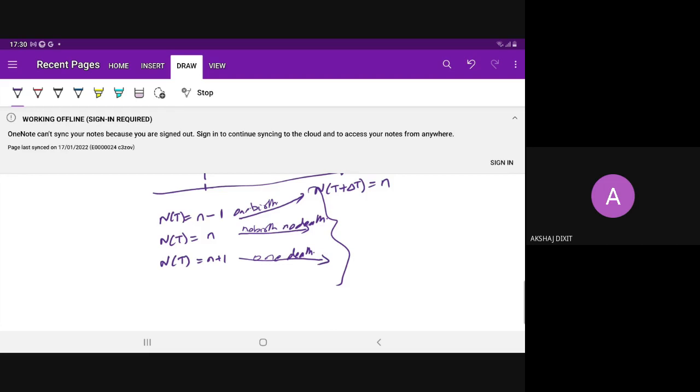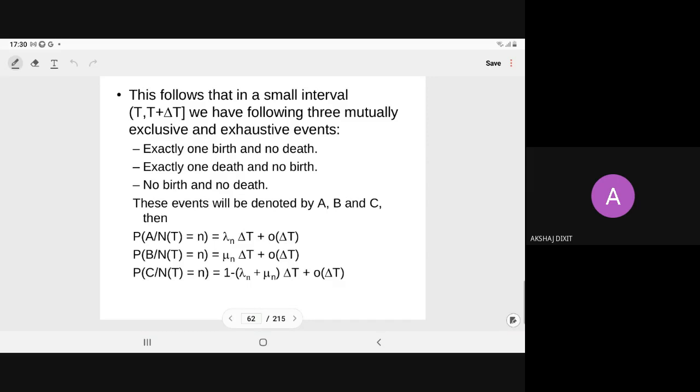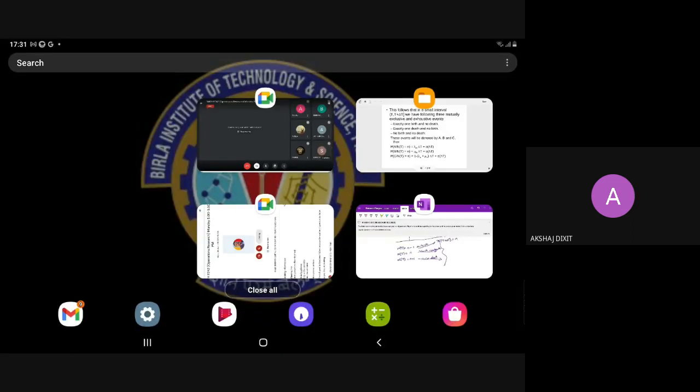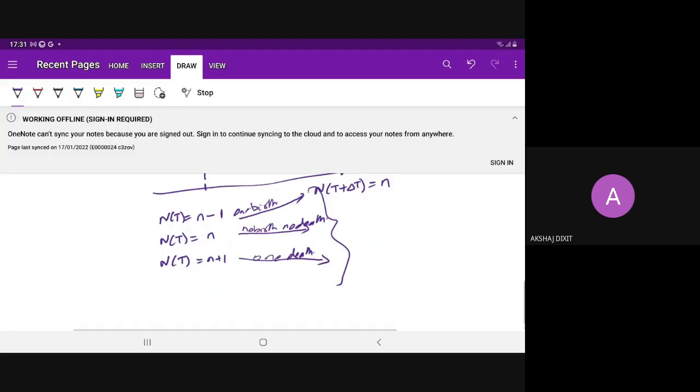Now here we define, this follows that in a small interval t to t plus delta t, we have the following three mutually exclusive and exhaustive events. From there we can confirm that all these events are mutually exclusive and exhaustive. Other than these events, nothing can happen.